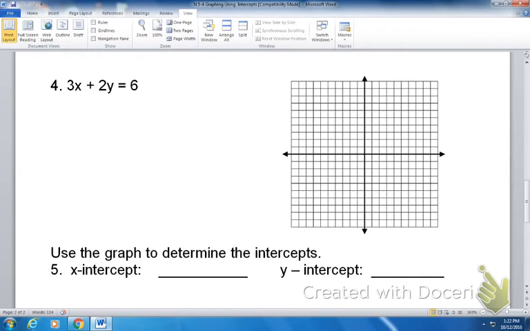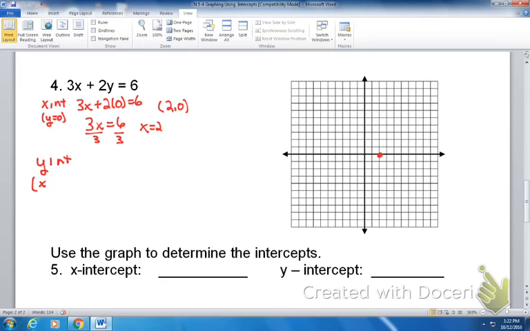Slightly more complicated still, but still not very bad. 3x plus 2y equals 6. So let's find the x-intercept first. I'm going to remind myself that that means y equals 0. So I have 3x plus 2 times 0 equals 6. 2 times 0 is 0, so I have 3x equals 6. I divide by 3. I get that x equals 2. So my point is 2, 0. Over 2, up 0.